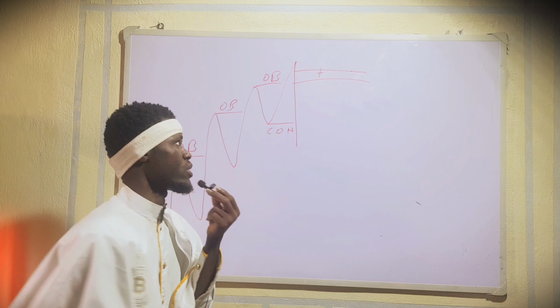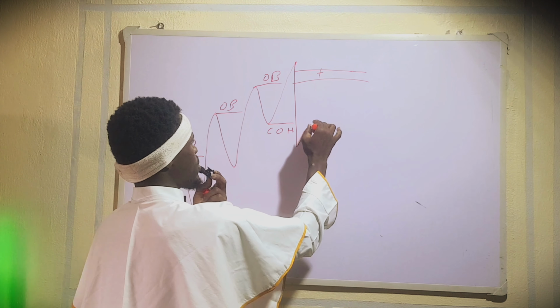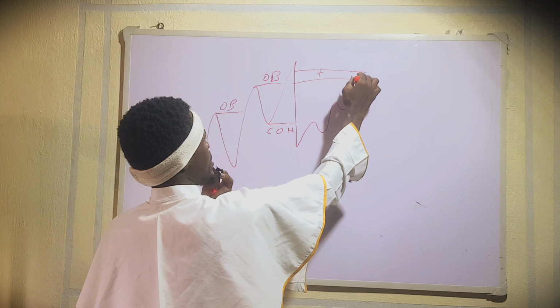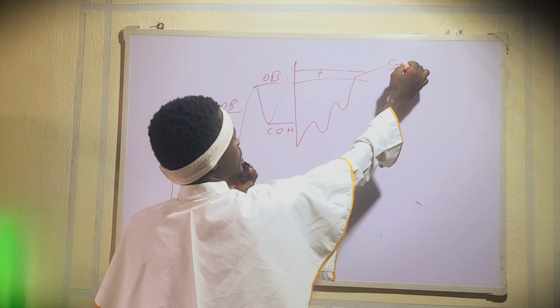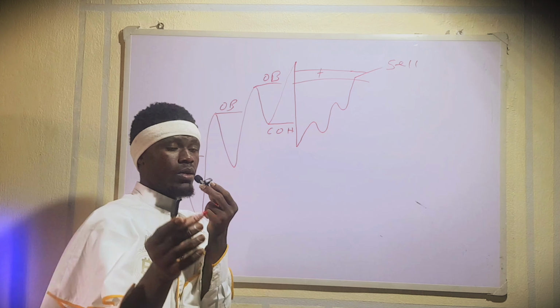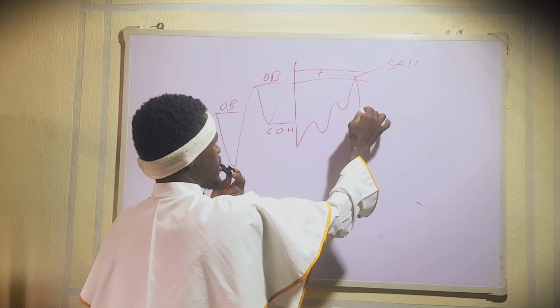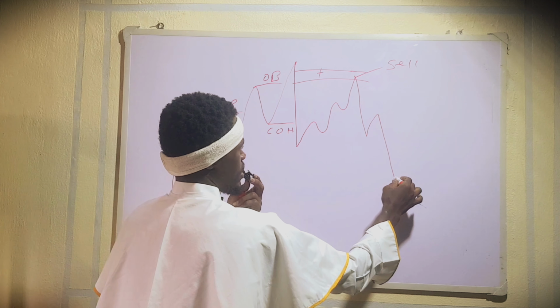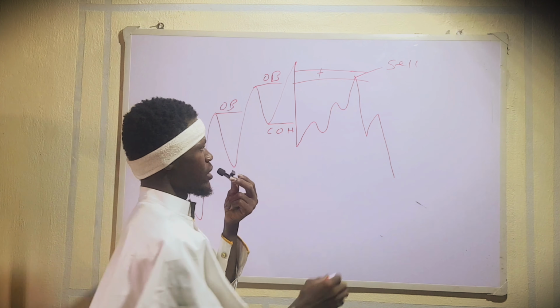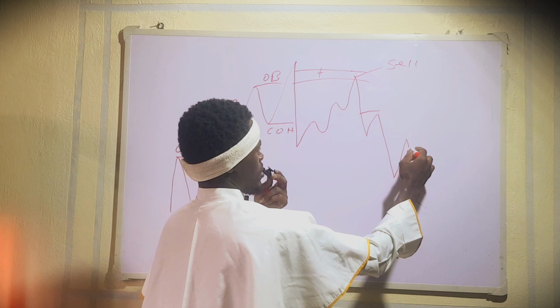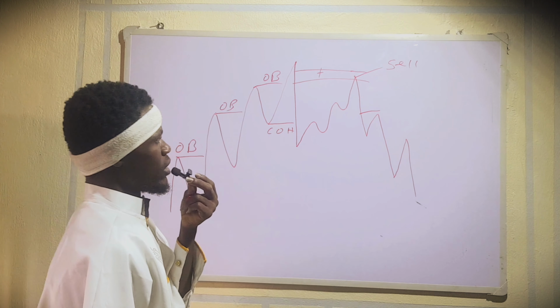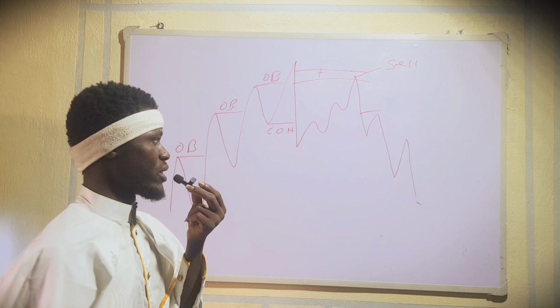Our point of interest to sell. So we are expecting the market to move up to this side. Then we sell. We sell there, then the market reverses back. Now, market structure is no more than this.